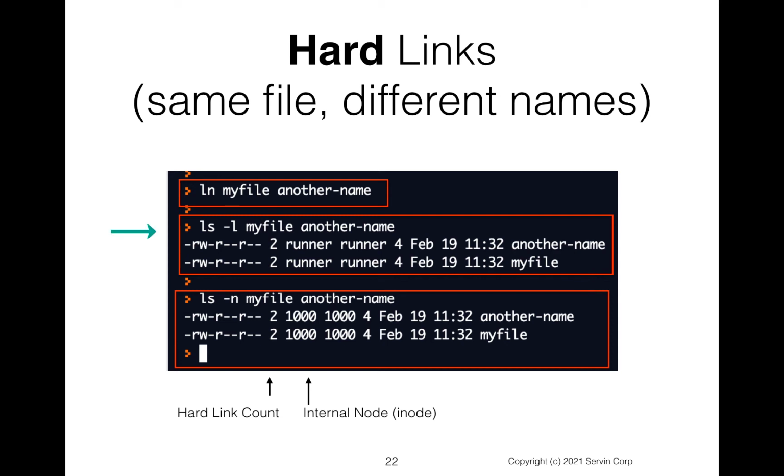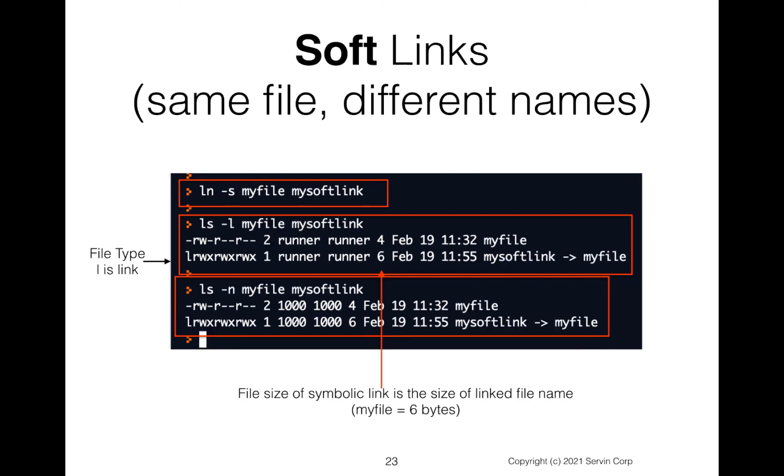In fact, if you do an ls -l of both myfile and another-name, you're actually looking at the exact same file. It doesn't matter whether you look at the another name or the myfile, they're exact in every way. In fact, at the bottom we do an ls -n of myfile and another name, both of those have an internal inode, that is an internal number of where it is on the file system. That's the exact same, in this case 1,000. Also notice the hard link count. That count actually increments every time someone does a hard link to you. You don't really see these used too often, but I just wanted to mention it for completeness.